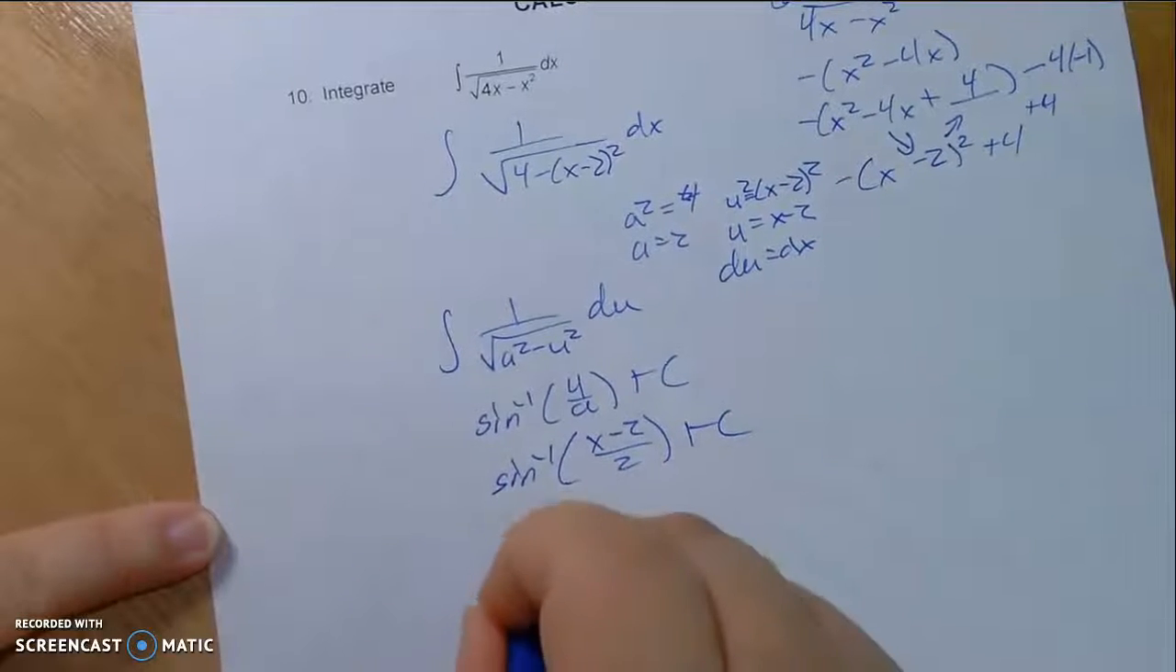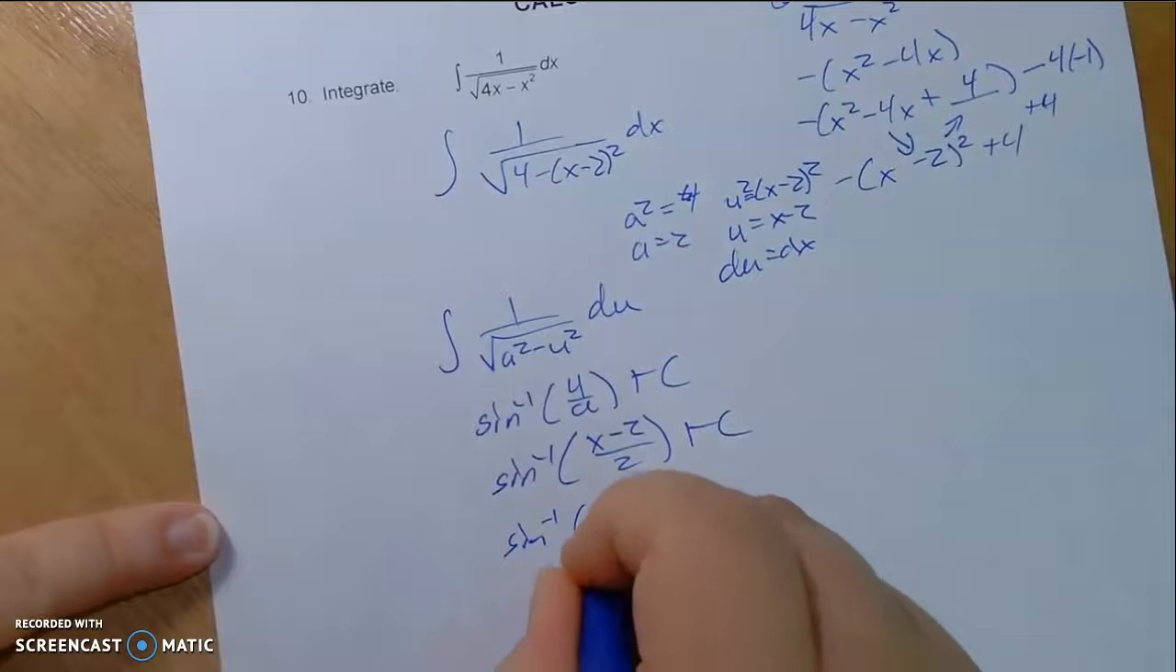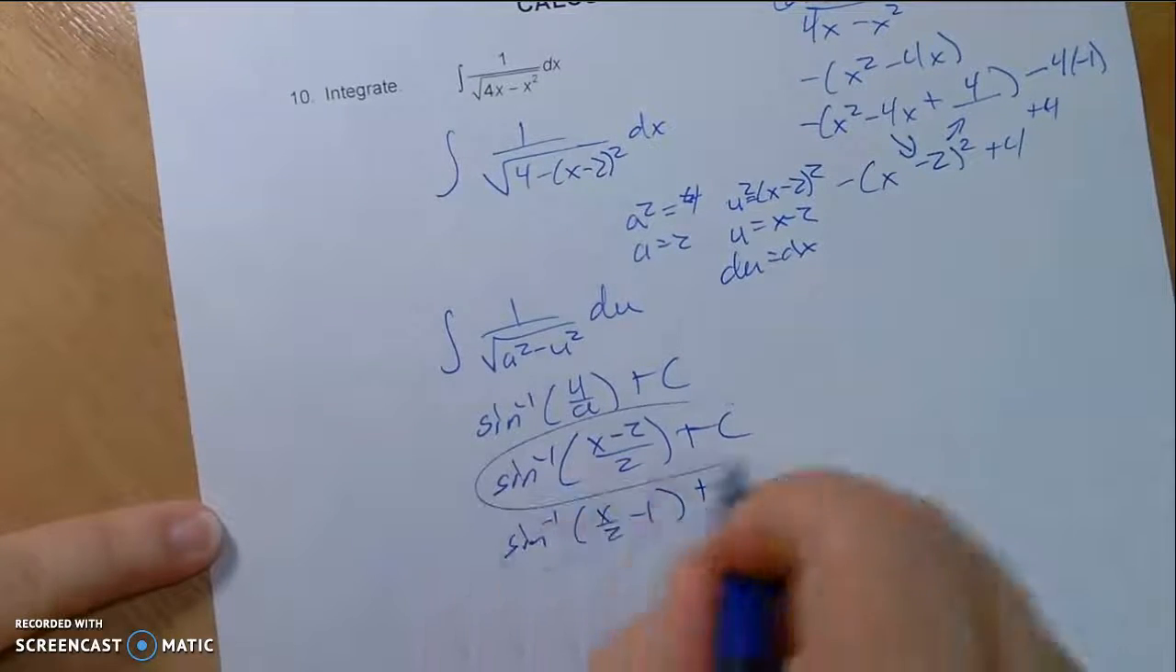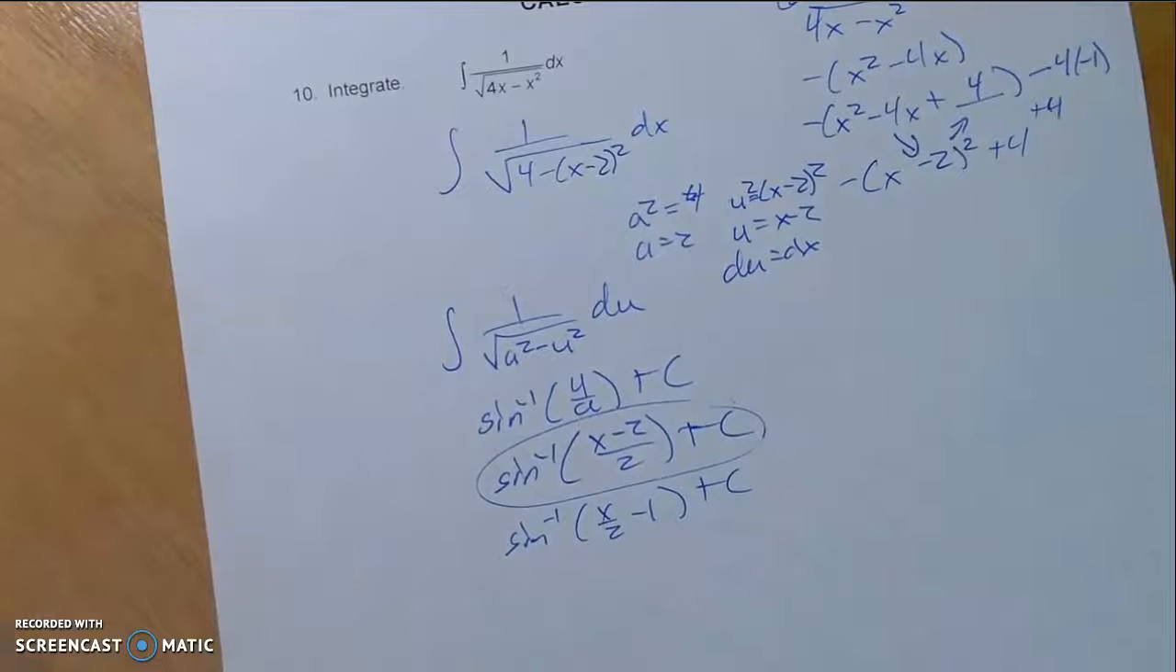So you can write it like that. You might see it written as x over 2 minus 1, but either one of those is fine. I would probably write it like this, just leaving the rational function there. And we're done.